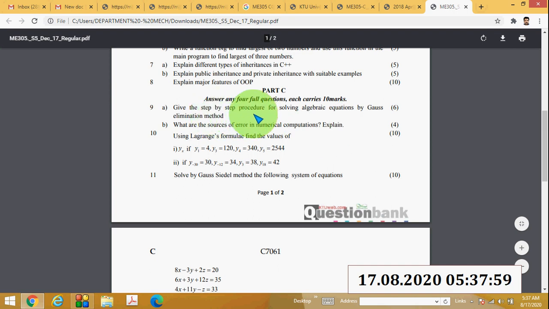Then another one, question number 9a: give the step-by-step procedure for solving algebraic equations by the Gauss elimination method. What are the steps involved? It is a 6-mark question. What is step number 1, step number 2, step number 3, etc.? You have to write the steps in your notebook.